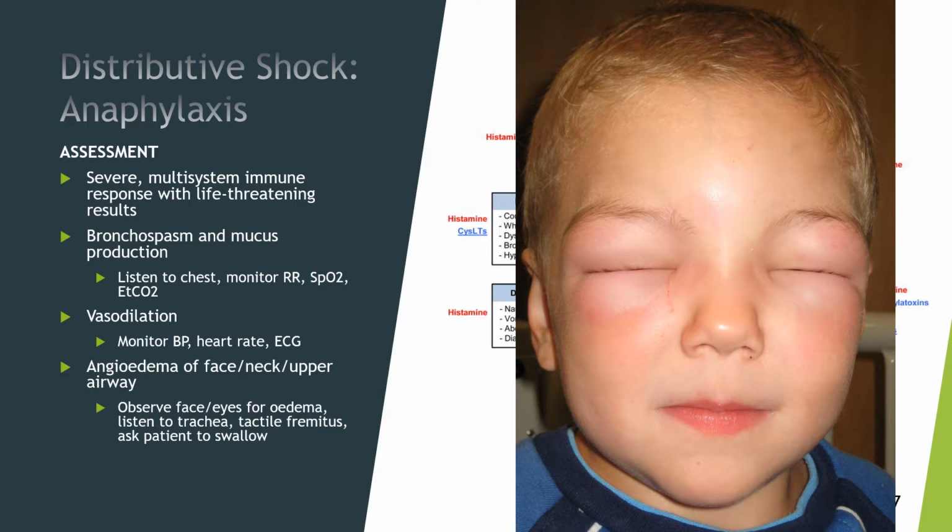We want to listen to the trachea, where we want to hear for any stridor or difficulty breathing. We want to ask the patient to swallow and see if they have any difficulty swallowing, which can be indicative of tongue swelling. We also want to look for tactile fremitus, where you can place your fingers on the patient's neck around their hyoid bone, and whilst they breathe you can feel some popping and cracking underneath there, which is suggestive of fluid. We also want to look for things like urticaria and hives on the skin, and we can also see gastrointestinal symptoms as well.